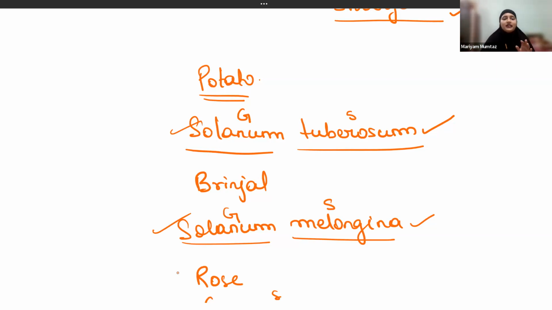See, crossing is a mechanism. Crossing does not mean you'll put one potato plant here, brinjal plant here, and then you'll be like, cross. No, that's not how it happens. We do a process wherein we make them reproduce a new organism.